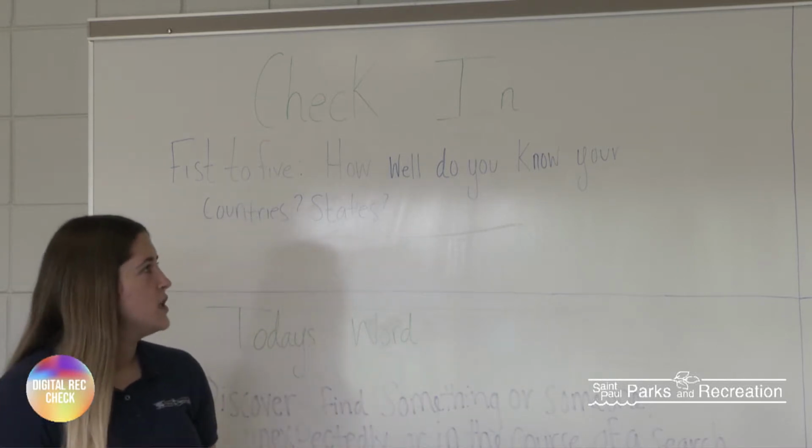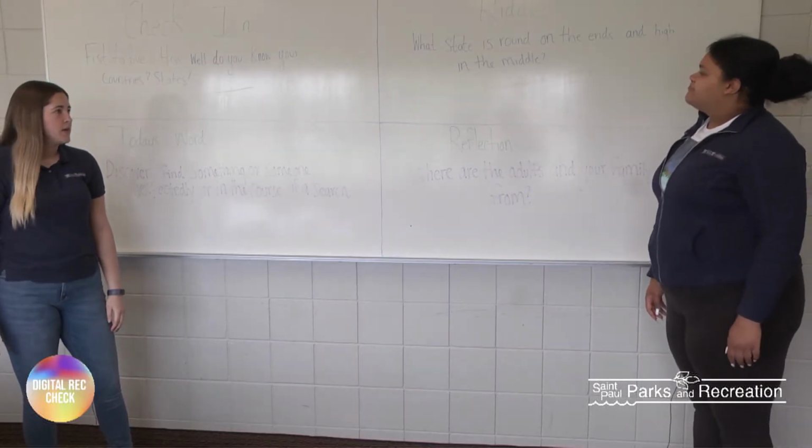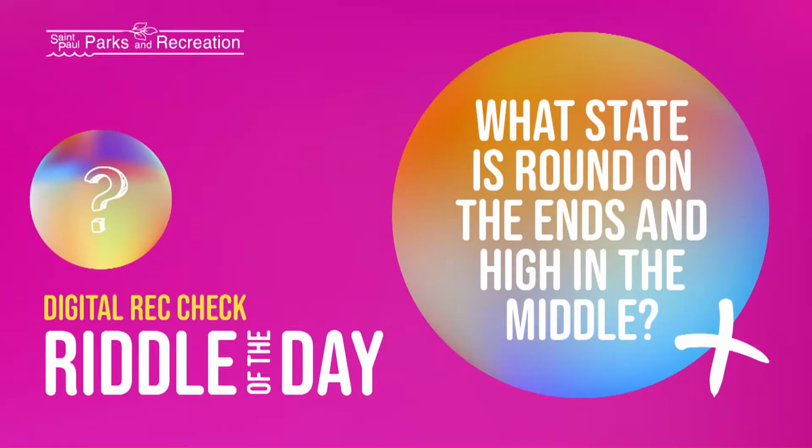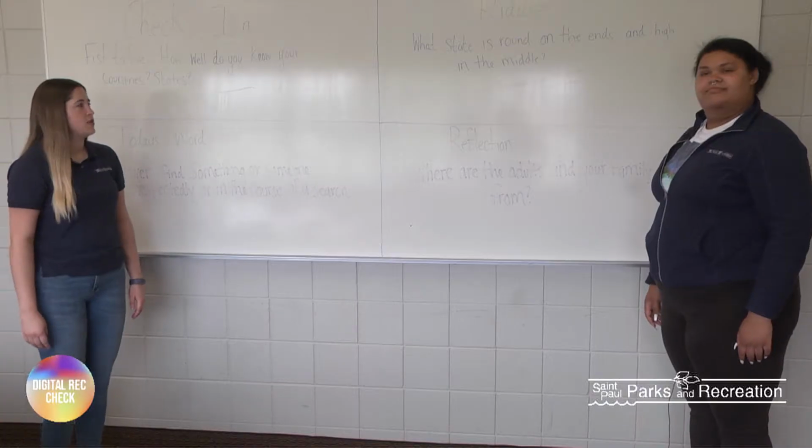Okay, so moving on to today's riddle. Miss Amelia, do you want to read it? What state is round on the ends and high in the middle? Do you guys have any idea? Don't worry, we'll come back to it later and give you the answer.